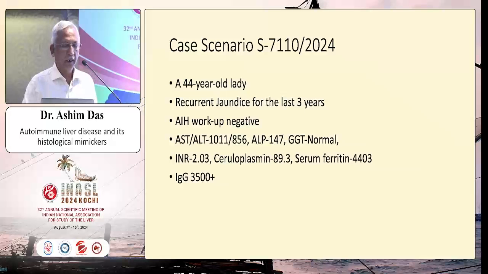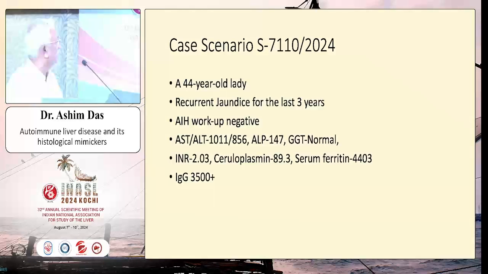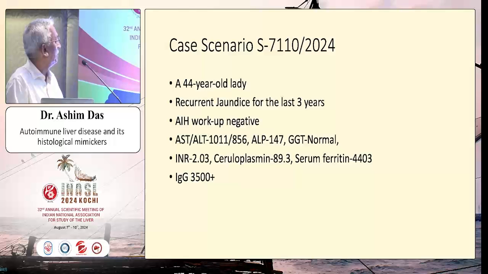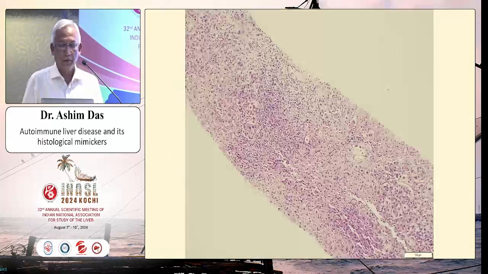Now, here again, recurrent jaundice in a lady with a normal GGT, ceruloplasmin 89.3, and serum ferritin, but the only autoimmune marker which is really positive is the IgG, 3500. But the rest of the autoimmune markers were negative. Based on this, in this type of scenario, we need to see.